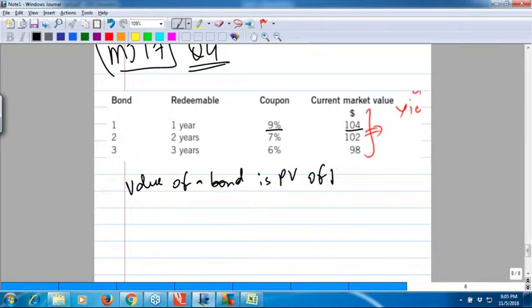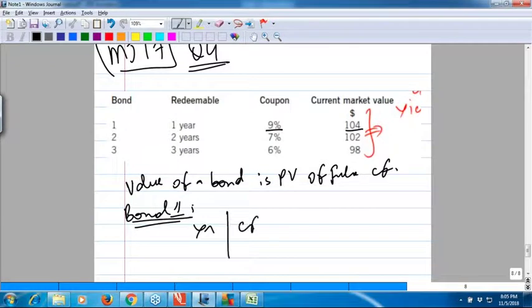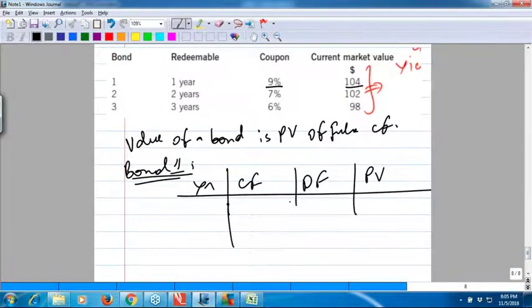is the present value of future cash flow. Now, if I take the first bond, which is bond one, you would write year, cash flow, discount factor, and present value. The bond has a coupon of 9%. At year zero, the bond has a value of 104. And in year one, there is an interest of 9, and there is a redemption of 100 in year one.